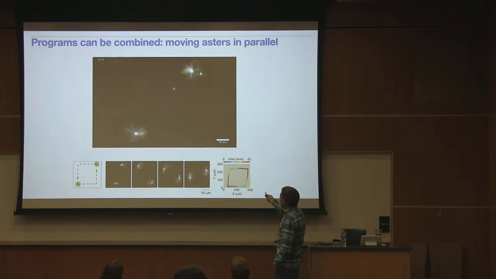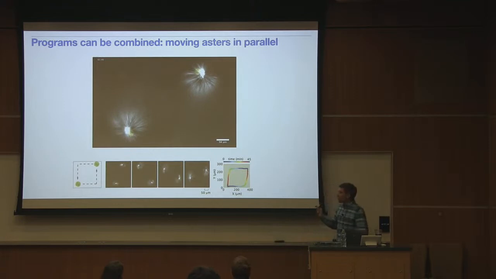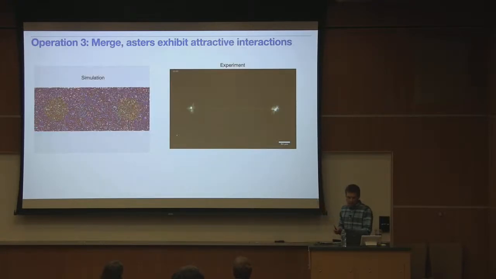So here's what we call combining programs. And so we form two asters at different locations, and then we can pull the light disk and cause the asters to move around the edges of a box. And so this was really exciting to us because this is exactly this kind of programmed manipulation that we'd been hoping to achieve, and we could achieve it using this very simple mechanism, which is just being able to control the formation, the activity of these motors in time and space, which unlocked some of these emergent programs.